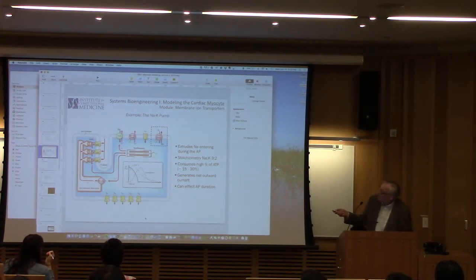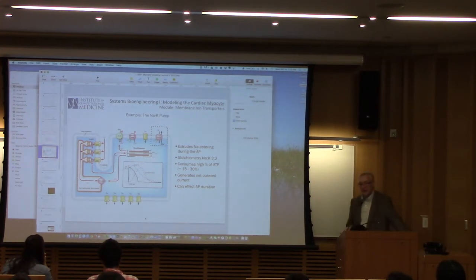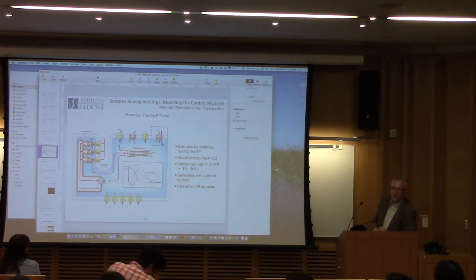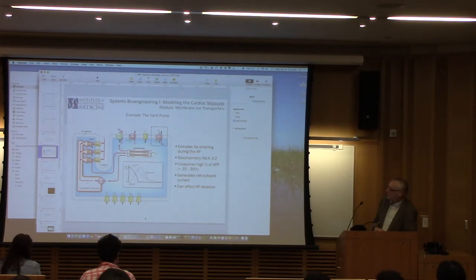So we're going to talk about a recent model of the sodium-potassium pump. You know that the job of this pump is to extrude sodium that enters during the action potential. You know the stoichiometry of this pump. It's 3 sodiums go out at the cost of importing 2 potassiums. Now, this is a relatively high consumer of ATP in the cardiac myocyte. Because of that stoichiometry, per cycle, it generates a net outward movement of charge. 3 sodiums go out, 2 potassium comes in, so that's a net outward movement of charge.